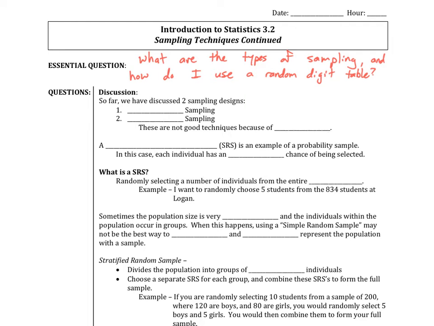So far we've discussed two sampling designs: voluntary sampling and convenience sampling. Voluntary is when there's a question in the paper and someone reads that and they call that number or reach out to that website and do the sampling. Convenience sampling is when you're at the mall or at the front doors of the hospital and you ask people a question on the way in. That's convenience sampling because they're right in front of you. These are not good techniques because of bias.